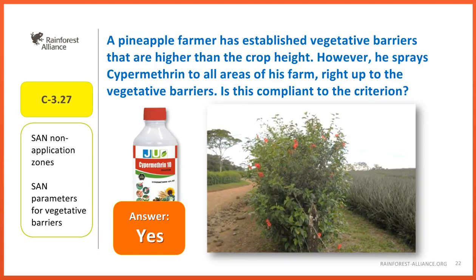Criterion C3.27 requires that the farm establish vegetative barriers or establish non-application zones or use techniques to reduce spray drift. It does not require a farm to conduct all of them at the same time. In this case, the farm has not established non-application zones, but it has established effective vegetative barriers that meet the SAN parameters for vegetative barriers, so it is sufficient to meet criterion C3.27.